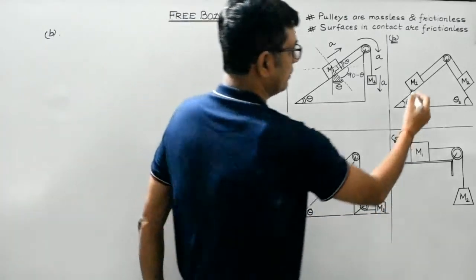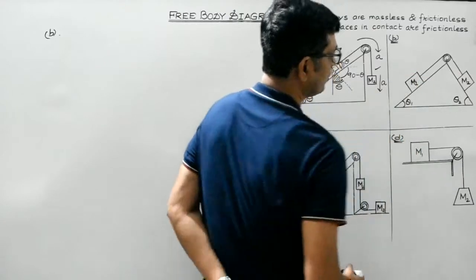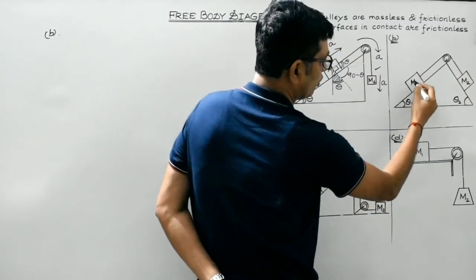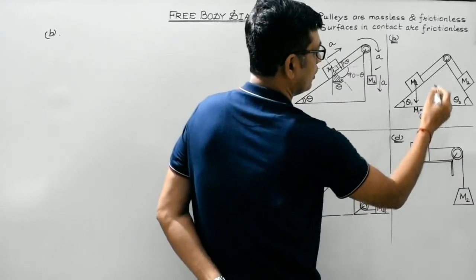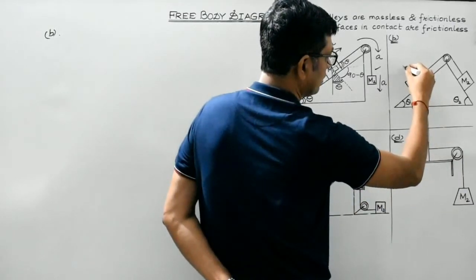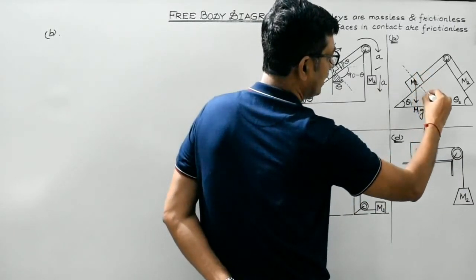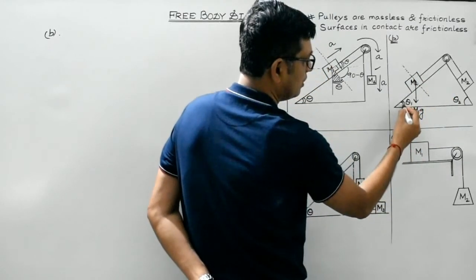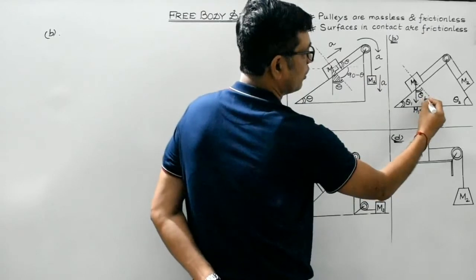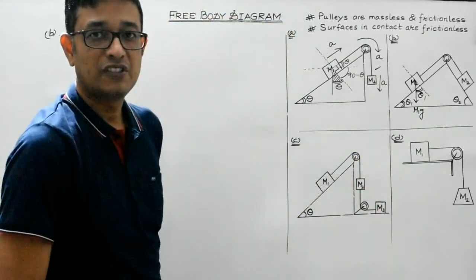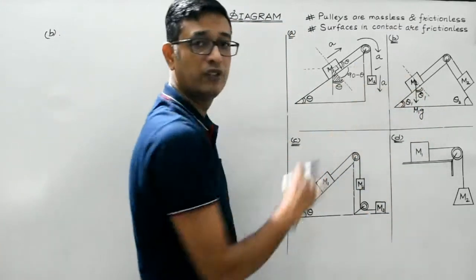Okay, overview. Again students, m1g will act in the downward direction like this, isn't it? This is m1g. So if you resolve it into two components, one perpendicular to the inclined plane, so this angle would be equal to this angle, isn't it? This angle would be theta 1. Clear students? Just now previously we have proved it.